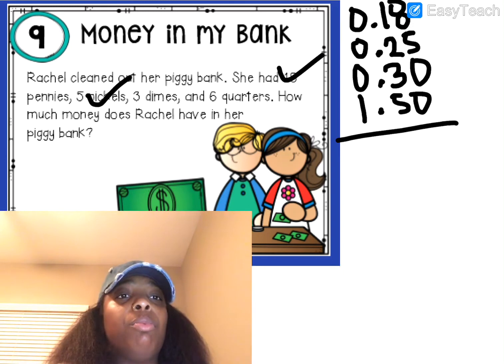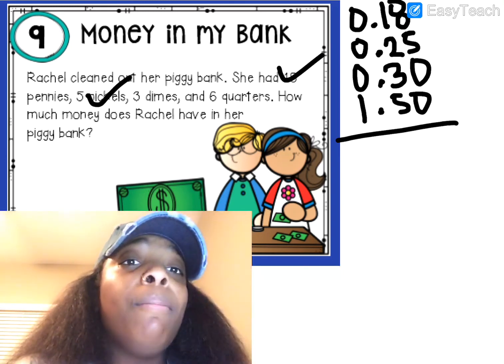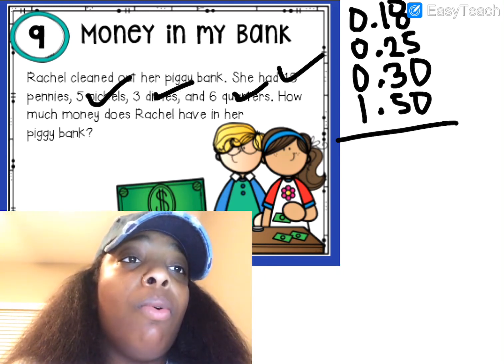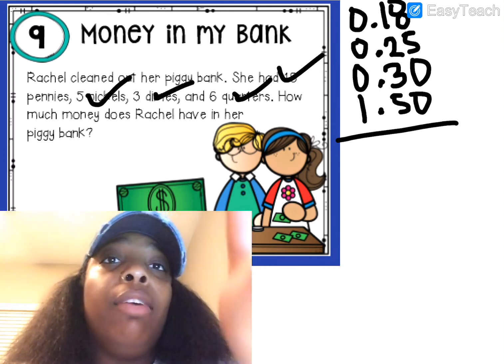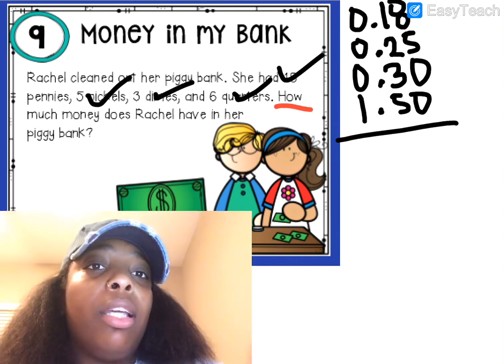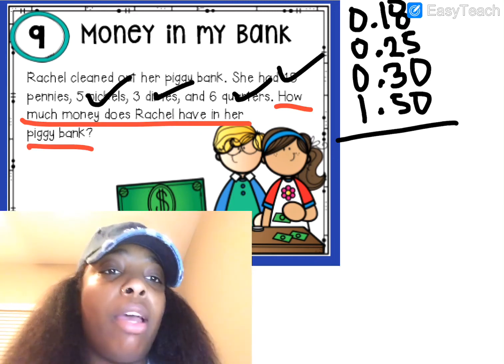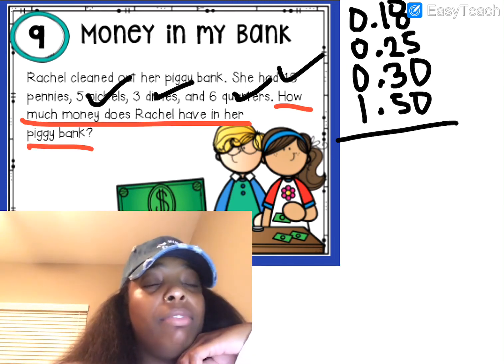So this problem is checking for your understanding of value of coins and if you can properly align your decimals and add fluently. So how much money does Rachel have in her piggy bank? So now all we have to do is add.